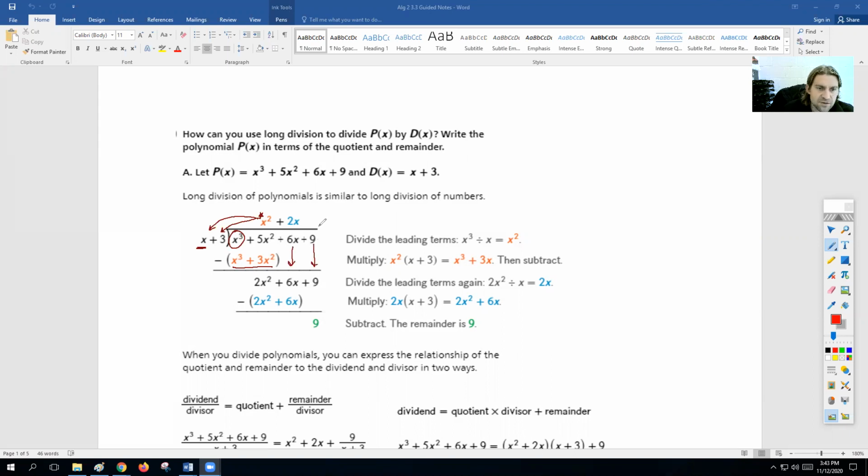So then we start that process over again. What do I have to multiply x by to turn it into 6x? Or not, I'm already messed up. I'm looking ahead. Not 6x, to turn it into our next term.